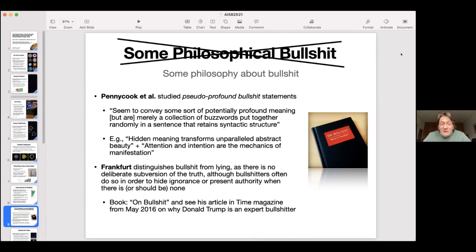Then there's this noted philosopher, Harry Frankfurt, who is an emeritus professor at Princeton, so quite a well-known person. And he distinguishes bullshit from lying because there's no deliberate subversion of the truth, although, as you will know, bullshitters often do so to hide ignorance or present authority when there is or should be none. Just before Donald Trump got elected, he wrote an article in Time magazine on why Donald Trump is an expert bullshitter. And he's obviously the kind of person you imagine when you talk about bullshitters.